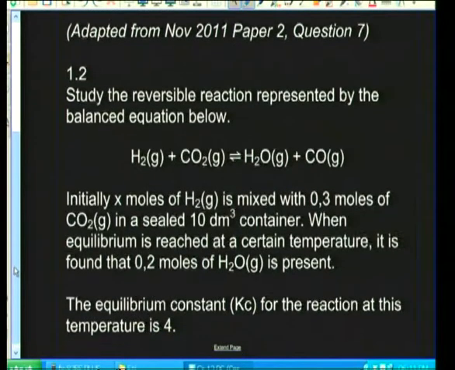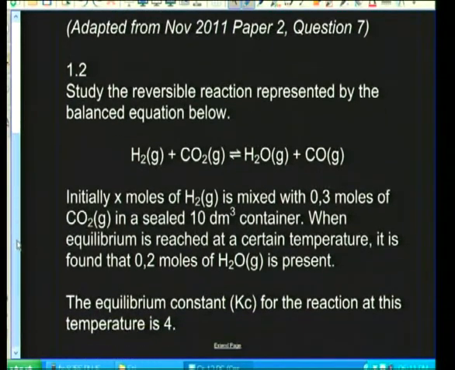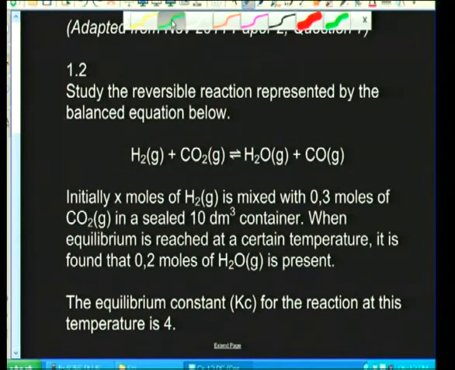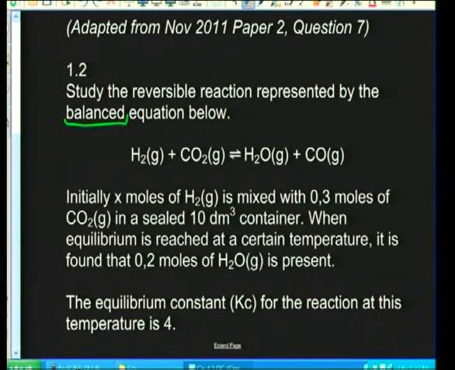Welcome back, everyone. We're going to now start to tackle some Kc calculations, and students do often struggle with Kc calculations, so pay close attention. This is a follow-on from the first part of question 1, and they say, study the reversible reaction. By reversible, we mean it takes place in both directions, so both the forward and the reverse reaction, represented by the balanced equation below. Now, I'm going to underline this word balanced because your reaction needs to be balanced in order for us to work with the following calculation.